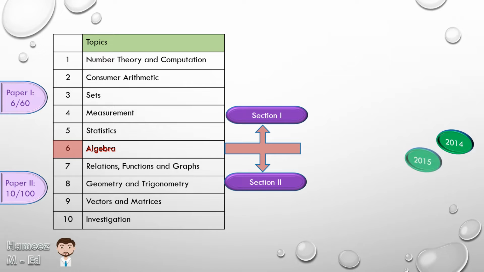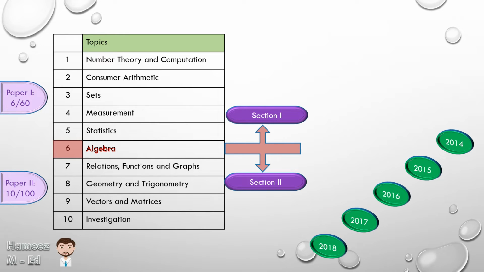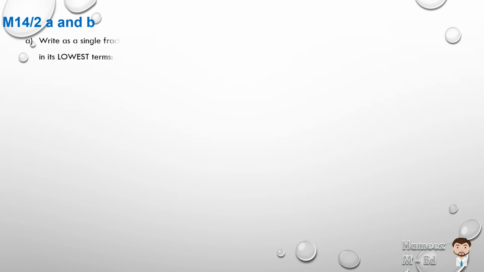In this video we'll be looking at the solutions from 2014 all across to 2018, and each year the question was tested as number 2 of the past papers. May 2014, number 2A. Write as a single fraction in its lowest terms (x minus 2) over 3 plus (x plus 1) over 4. This exact question came a couple years earlier and we did it in our last video, and we'll repeat the solution here.